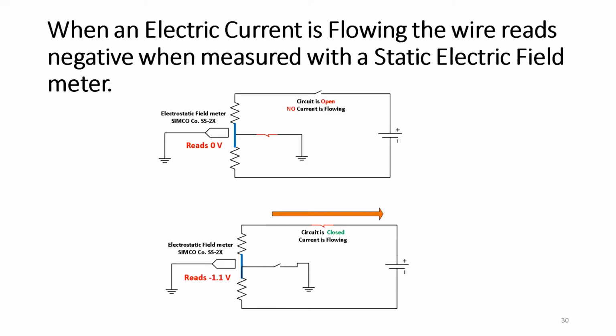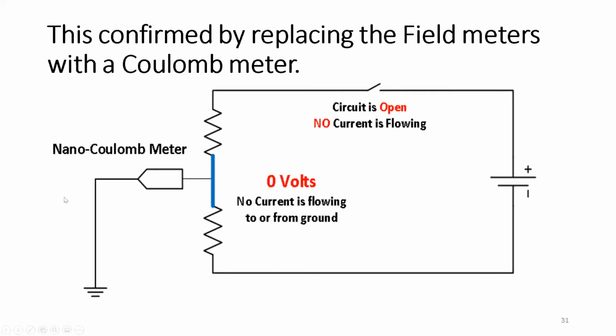So that being a hard measurement to do, a better way to do it is replace that with a Coulomb meter, because if the whole circuit becomes negative when a current flows, then a small amount of charge must flow to ground that you can measure. And that's what we did in the experiment under our DARPA project. We basically replaced our field meter with a nano Coulomb meter. It's placed in the same place between 2 resistors.